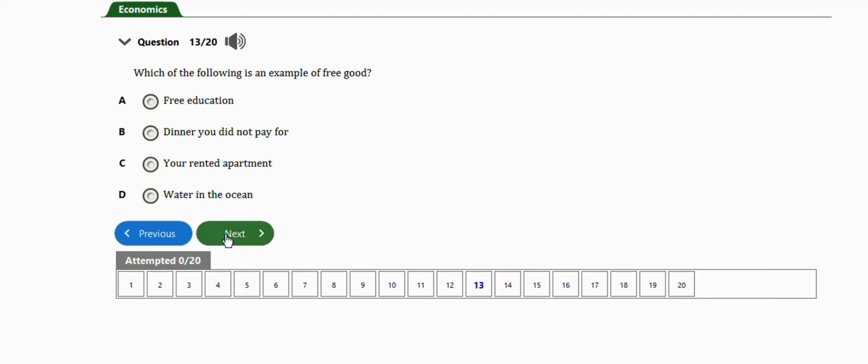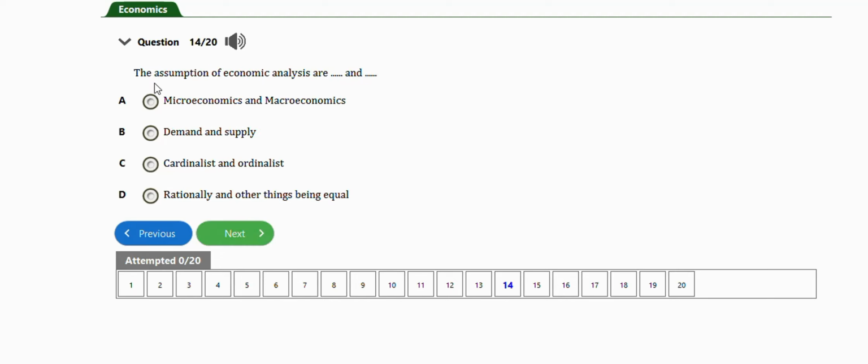Next question is this one. It says the assumptions of economic analysis are dash and dash: microeconomics and macroeconomics, demand and supply, cardinalis and ordinalis, rationally and other things being equal. The right answer is option D. Take note of this question, rationally and other things being equal. The next question is this one.